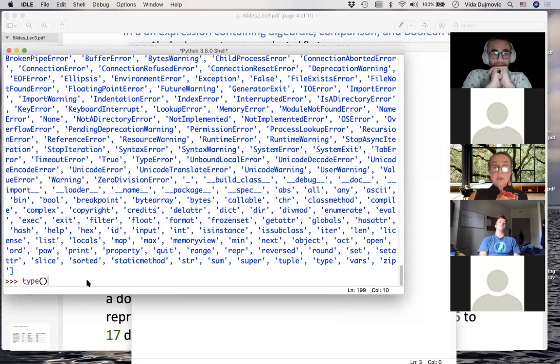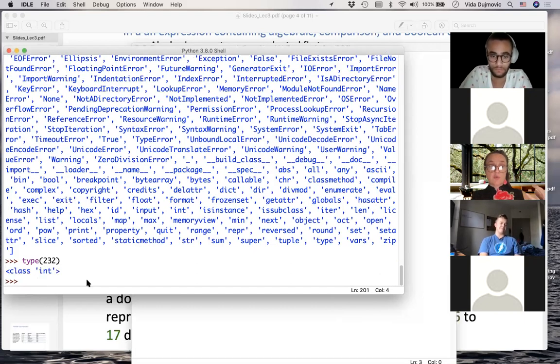This function returns what type of data a particular value is. Everything in Python is an object, and I'm going to get to that, but for now, think of an object as just a value. What type of value is this? If you put a number like 232, Python is going to tell you what type of data you are working with here. It's telling you that this is an int, in essence an integer.